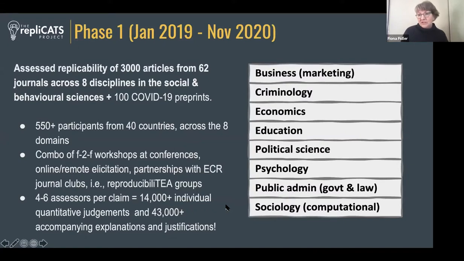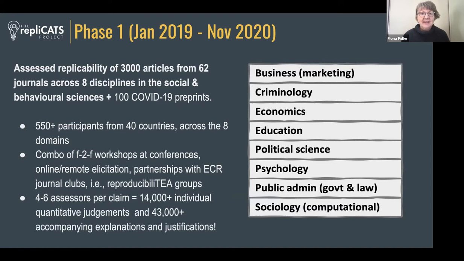Okay, so most of what I'm going to talk about today is what we did in the Replicats project in phase one, which ran until about the end of last year. In that first phase, we elicited predictions about replicability of 3,000 published articles, published in 62 journals across 8 different social science disciplines: business, criminology, economics, education, political science, psychology, public administration and sociology. All of these articles were quantitative and we're not yet up to looking at qualitative research.